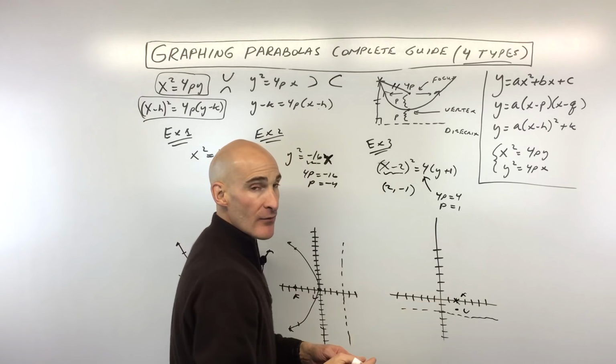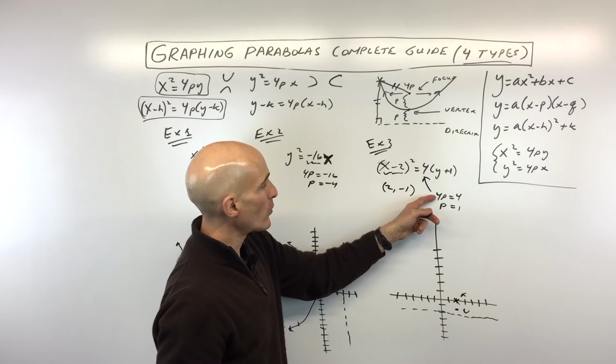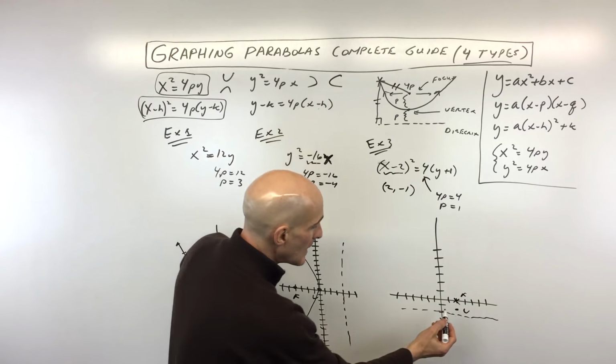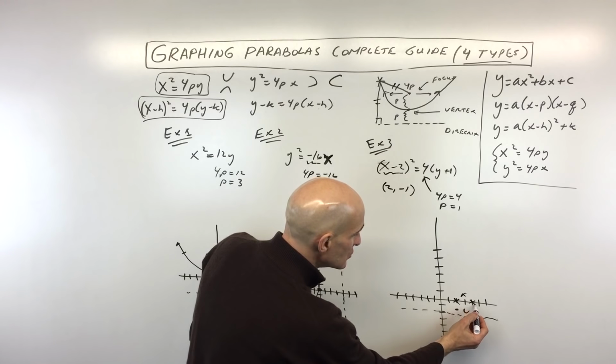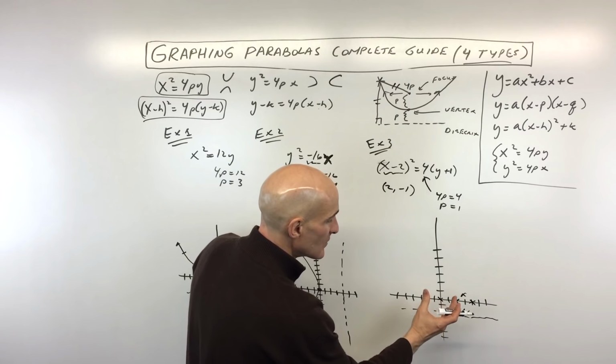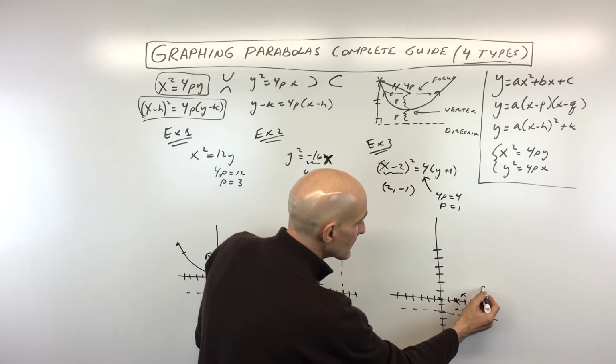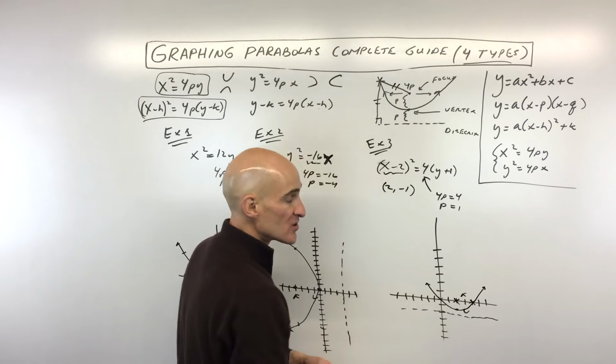And then remember, at the level of the focus, how wide it is going to be is 4p. In this case, 4p is 4. So at the level of the focus, I'm going to go right 2 and left 2, that gives me the width of our parabola, and we have a pretty good sketch at that point.